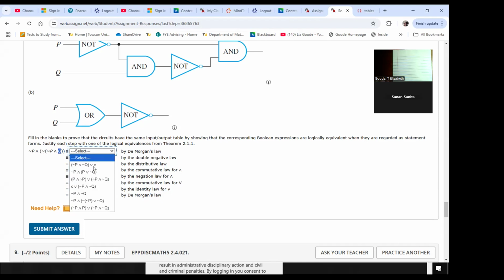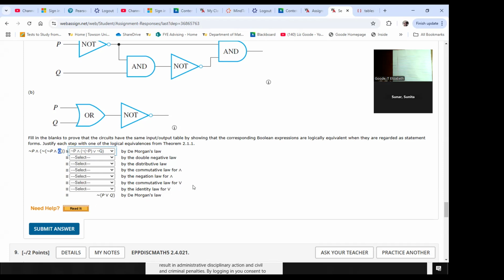So if we look through this, not P is still there, so we'll just ignore that. But if you look here, it's not P and, because that's this and right here, is this and. And then this not gets applied to not P, this and changes to the or, and the not gets applied to the Q. So this is using De Morgan's law right here. Does that make sense?